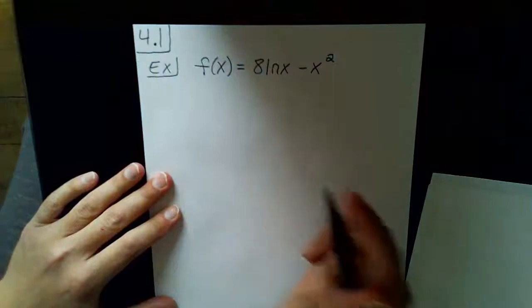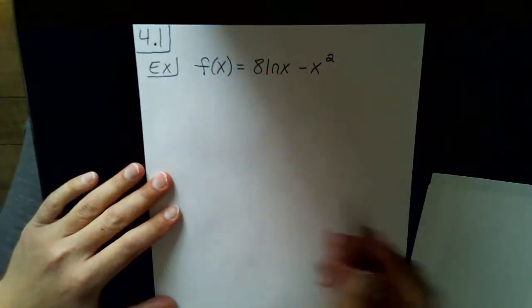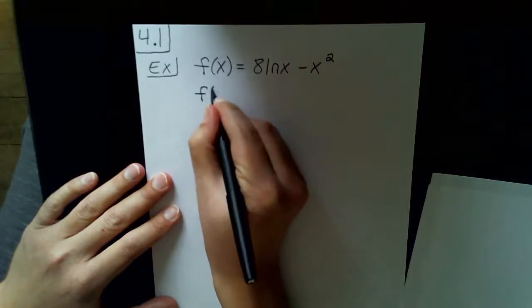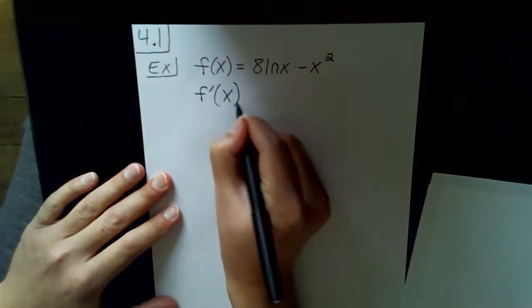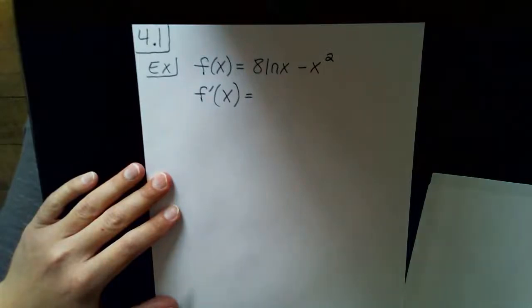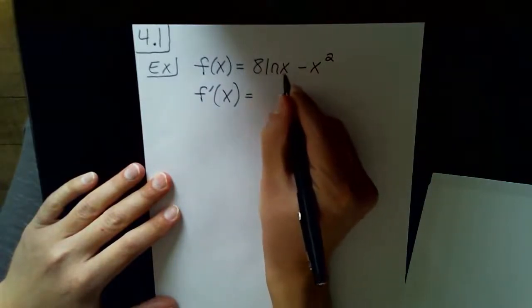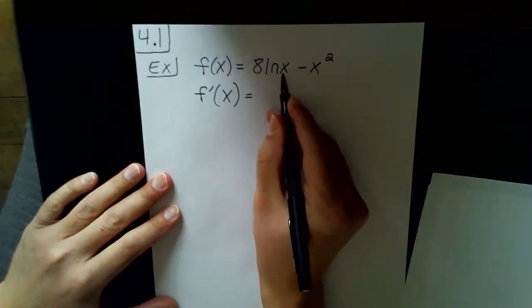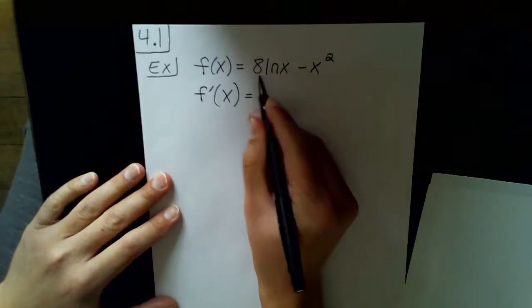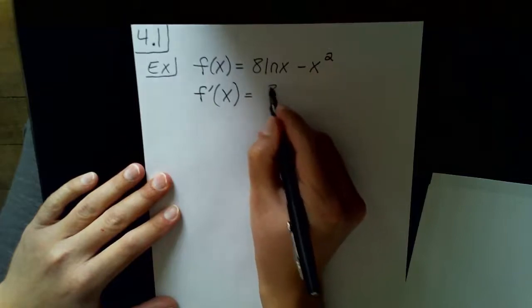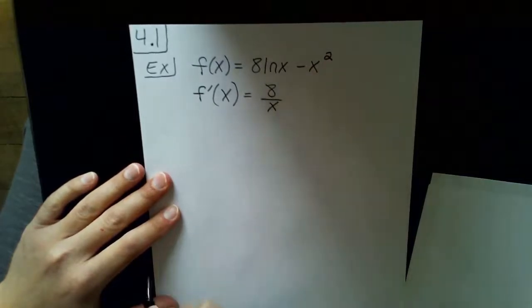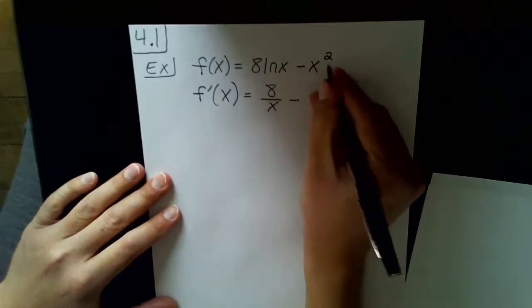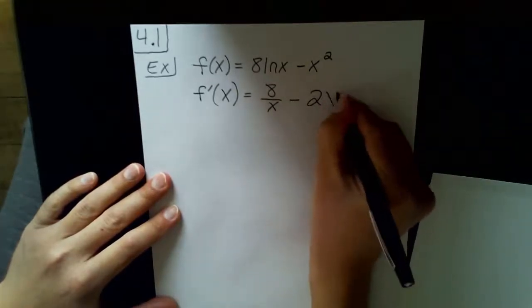Okay, now to find the critical numbers, remember we first start by finding the partition numbers. So we'll find f prime of x. The derivative of 8 natural log x, remember the derivative of natural log x is 1 over x, so 8 times that would be 8 over x, minus the derivative of x squared, which is 2x.